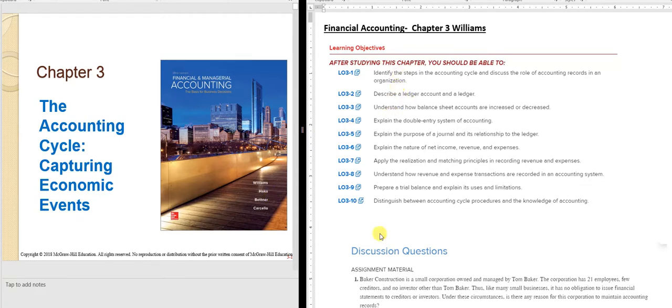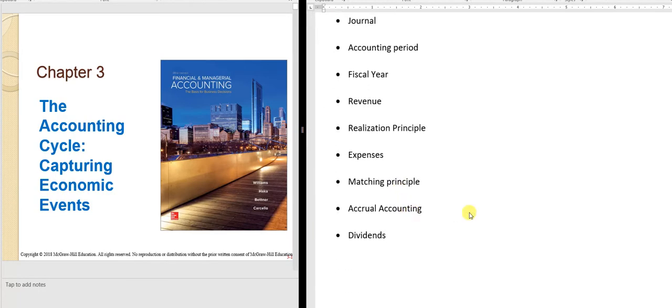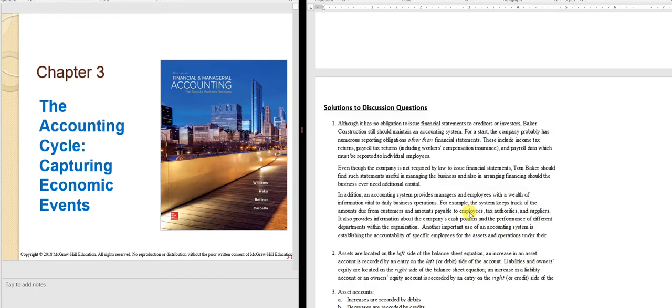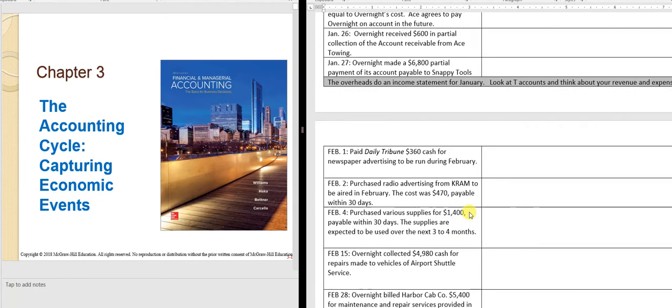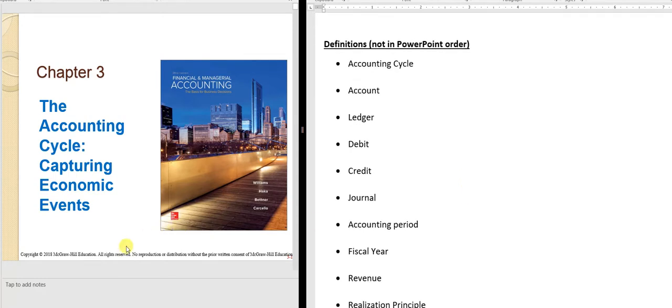I would read through the chapter objectives, and then when you get done studying, read through them again and see if you have understanding of them. I also have the discussion questions, and like the other chapters, the solutions to the discussion questions are at the end of the handout. And if you have questions on it, you can go through with me.